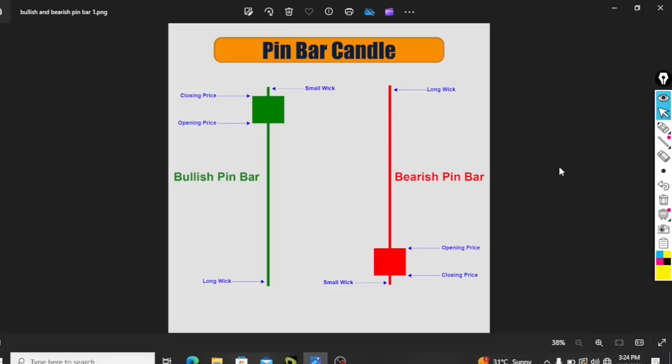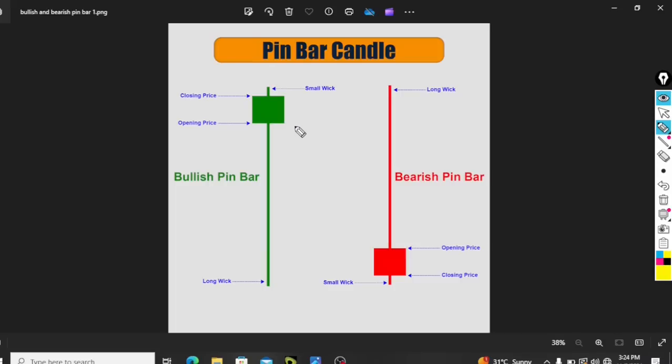Alright. The next candlestick pattern I'm going to show you is what I call the bullish pin bar. This is the picture as you can see it on the left side of the screen. It has a small body and a long tail. And that's what I call the bullish pin bar. It is a very powerful candlestick pattern that you can trade anytime, any day. Anytime you see this candlestick, just know that the market is about to turn.